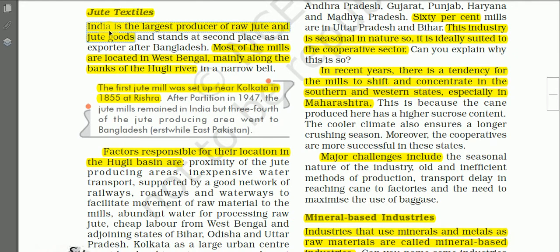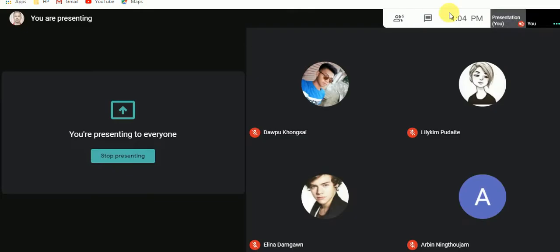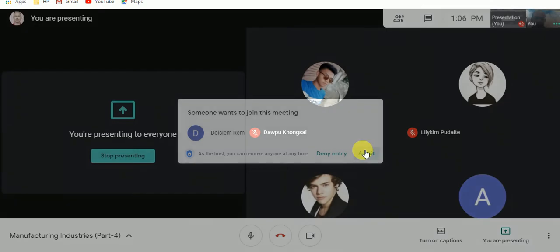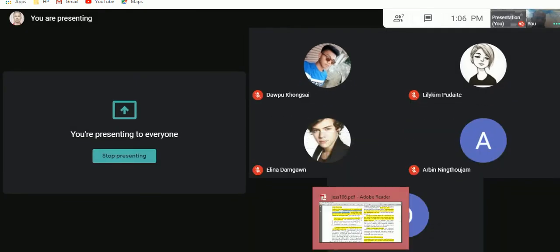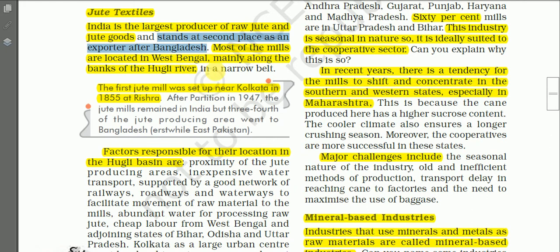India is the largest producer of raw jute and jute goods, and stands at second place as an exporter after Bangladesh. So let me repeat, India is the largest producer of raw jute and jute goods and stands at second place as an exporter after Bangladesh. That means as an exporter, Bangladesh is number one, then India stands second.